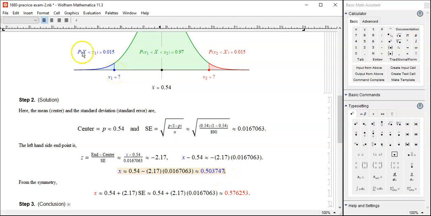Again, I'm using color coding so that you can see things better. How about the symmetry? And how about the other one? You will use the symmetry. From the center, we subtract to get to the left, so from the center, we add something to get to the right. So change this minus to plus, then you're going to get the right value. 0.54 plus 2.17 times standard error. You punch this quantity into the calculator, you get 0.576 something, 57.6 something percent.